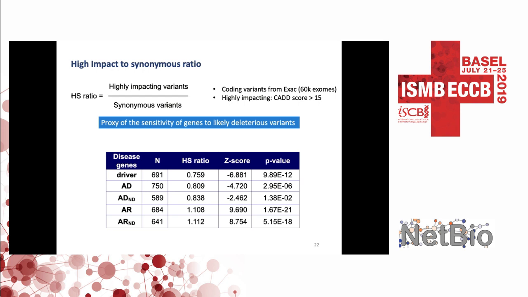And when we analyze the different sets of genes with this metric, what we observe is that both the cancer driver and the autosomal dominant genes are more constrained, more sensitive to likely deleterious germline variants, as you can see here with the Z-score, while the autosomal recessive genes are more tolerant to this germline variation.